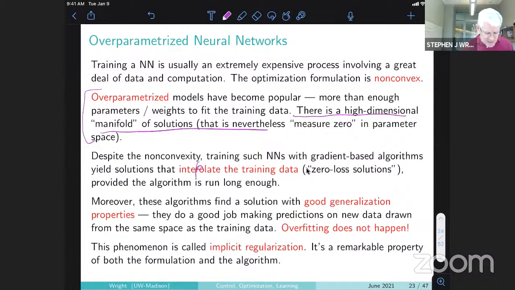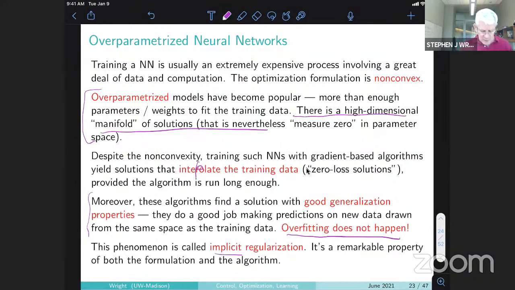But the other surprising thing is not just that you can find a global solution, but that the solution you find has a good generalization property. That is, if you come along with a new piece of data that's drawn from the same distribution as the training data, it generally does a good job of predicting the output for that piece of data. So in other words, you don't overfit to the training data. That's surprising as well.